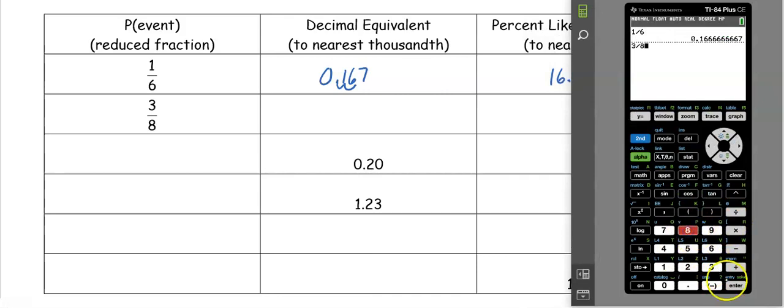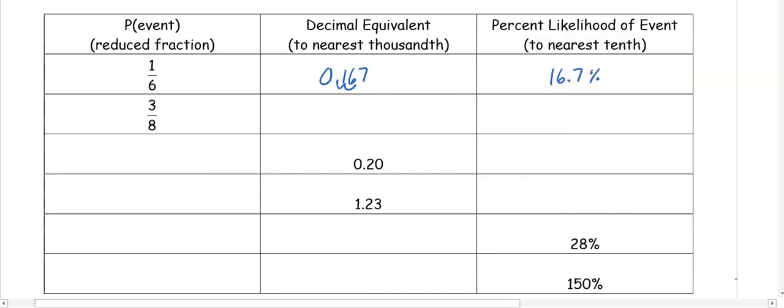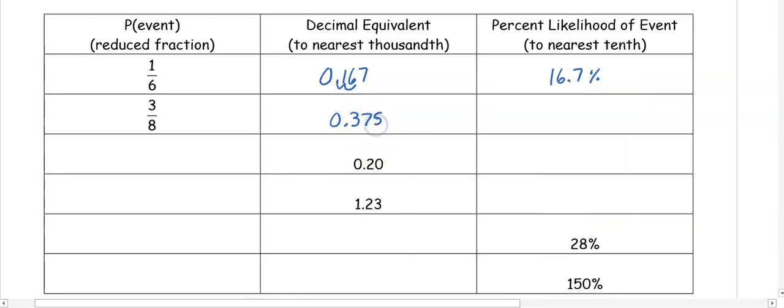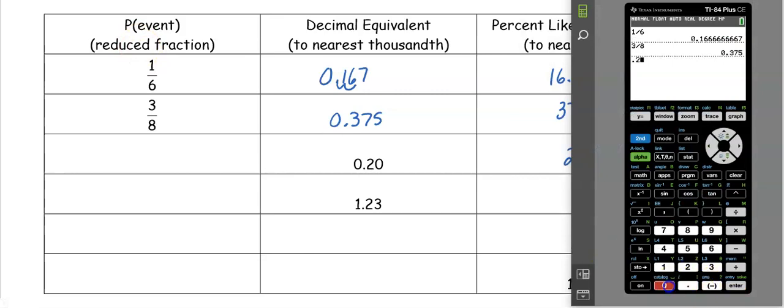So 3 divided by 8 gives us a decimal of 0.375. When we move our decimal 2 places, that would become 37.5%. Next, we have a decimal. With the decimal, we can move 2 places to the right to get our percent, which is 20%. To get our fraction, we can put 0.20 into the calculator and then hit math, enter, enter, and it'll give us our fraction of 1/5.